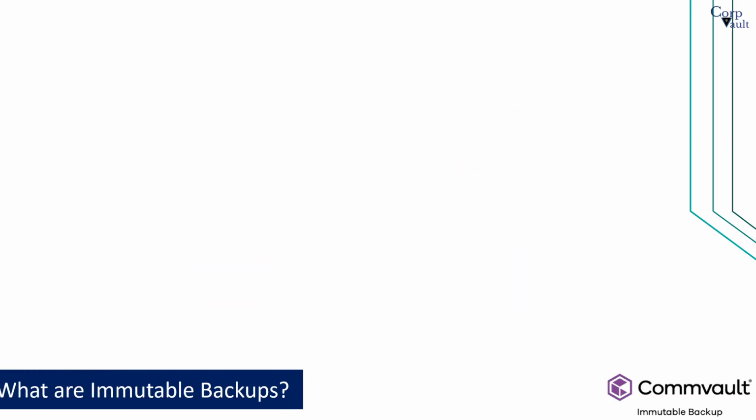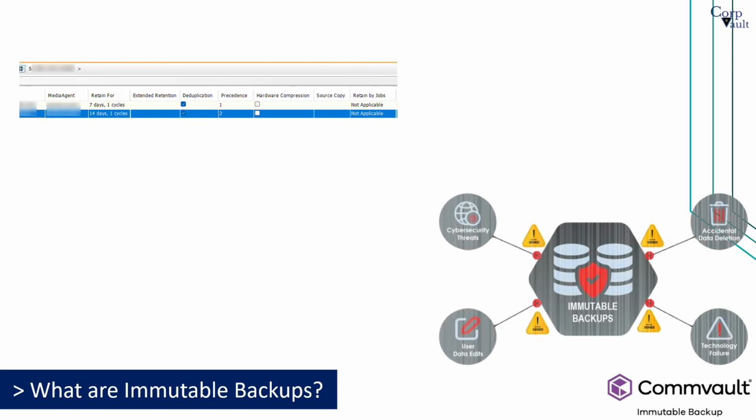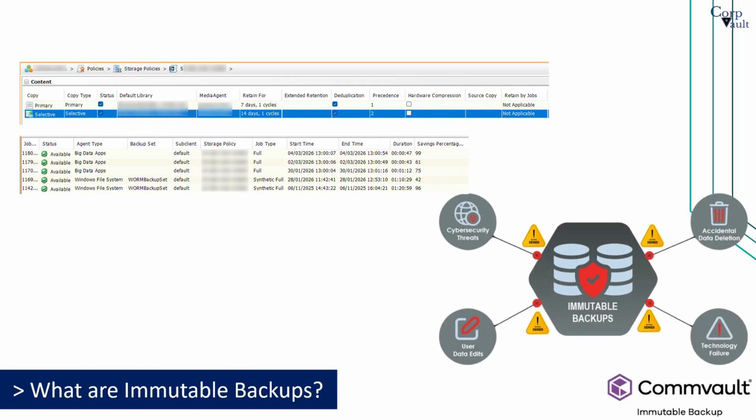So what are immutable backups? Immutable backups are backup copies that cannot be altered or deleted until their retention period expires. The purpose is to protect against accidental deletion and malicious attacks, for example ransomware, and to ensure regulatory compliance.